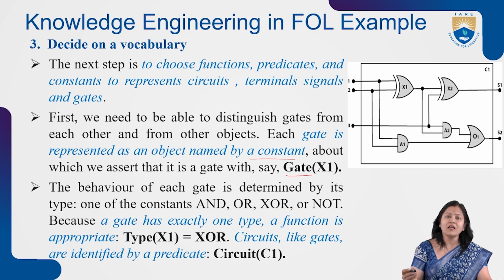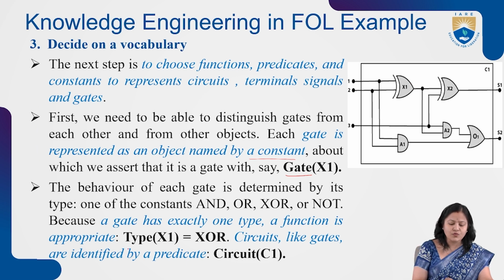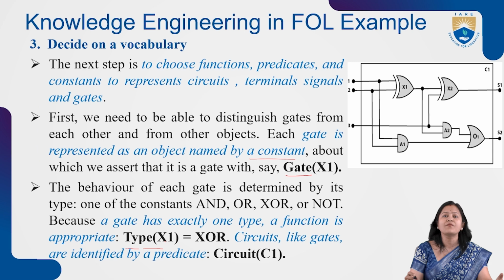Now we have given the name of the constant as gate, but what is the purpose, what is the behavior of the gate? Now we need to understand. Well, gate x1 means what type of gate is it? It is an XOR gate. So that is why we use a function called type of x1, which is equal to XOR. Similarly, we can write type of x2 is equal to XOR, type of A1 is equal to AND, type of A2 is equal to AND, type of O1 is OR. So like this we can define all these gates and their behavior using the type function.